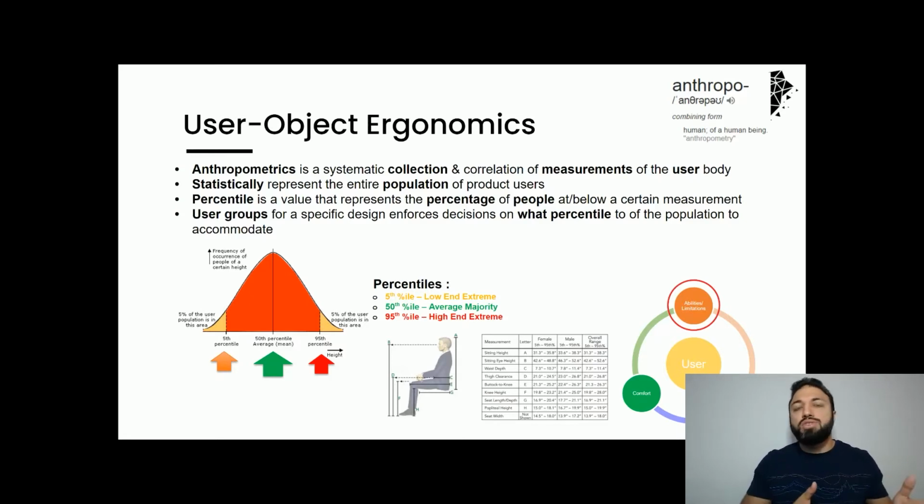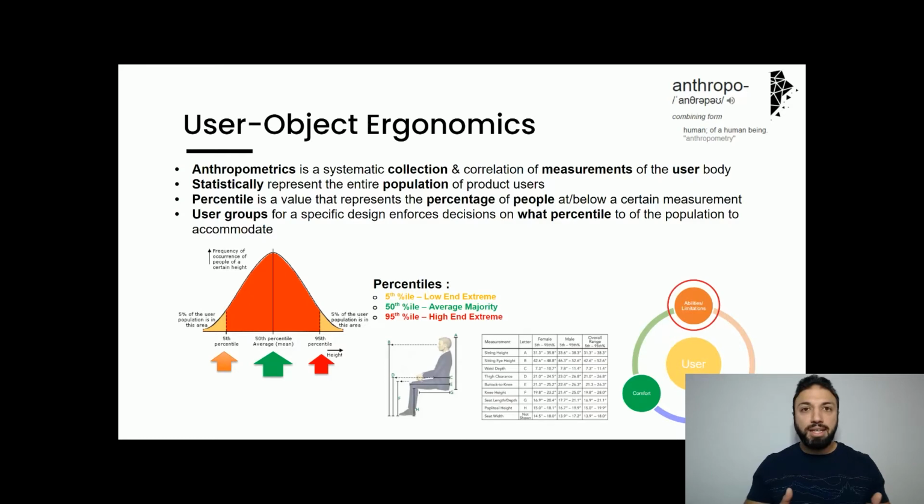It is the low end extreme of something. So if we're talking about the height of a person, the 5th percentile will be the shortest 5% of a user group. The 50th percentile would be the average, and the 95th percentile would be the tallest.